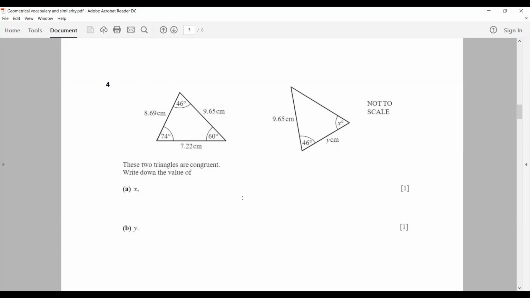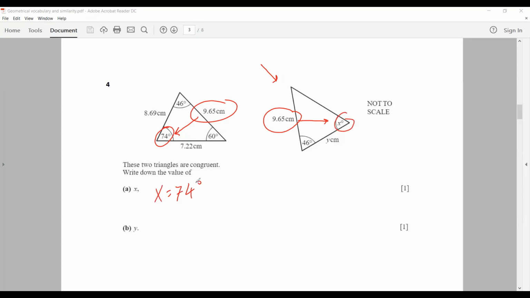So the corresponding angles and corresponding sides are basically equal, right? That's the idea. So if this is 9.65, the angle opposite to that is 74. So look for the same side on the second triangle, 9.65. What is the angle opposite to that? That is x. So x should be equal to 74, right?